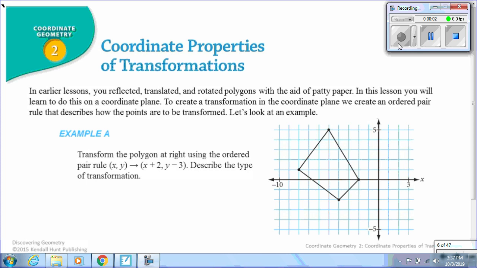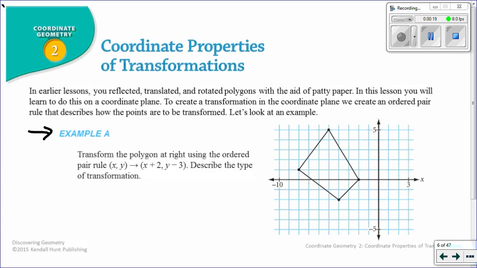All right, let's take a look at some more coordinate geometry. So we've done some transformations, reflections mainly, and translations on a coordinate plane. But we're going to look at some rules that go with those reflections and translations. So for example, if I have this polygon, this quadrilateral, on this coordinate plane, and it says transform the polygon using the ordered pair rule, x comma y, my original ordered pair, to x plus 2, y minus 3. What does that mean on this coordinate plane?